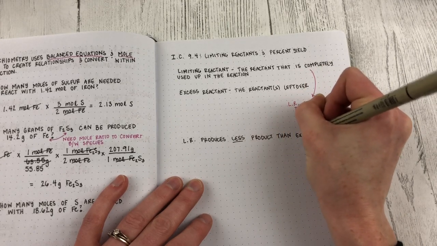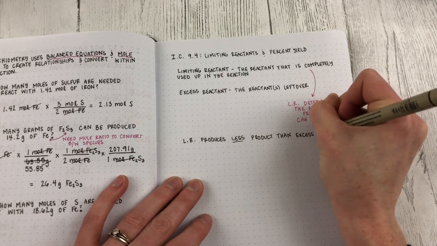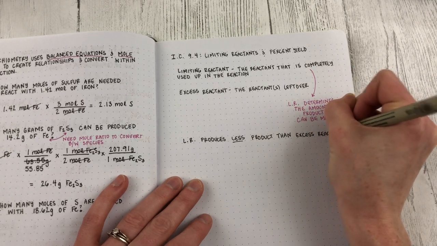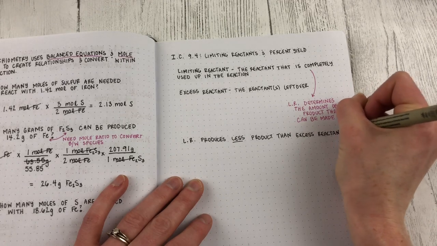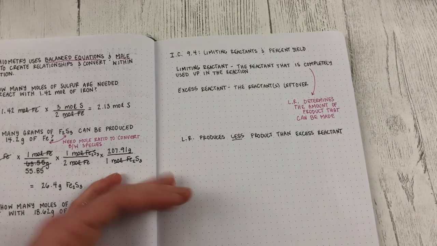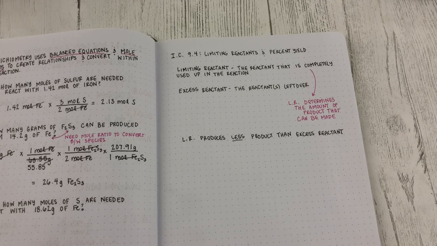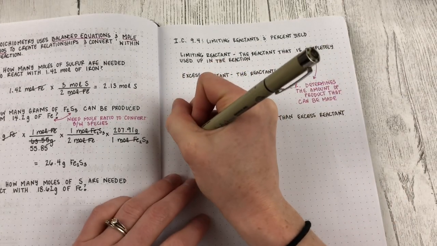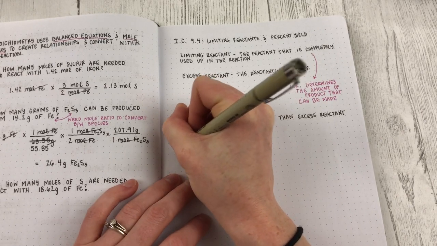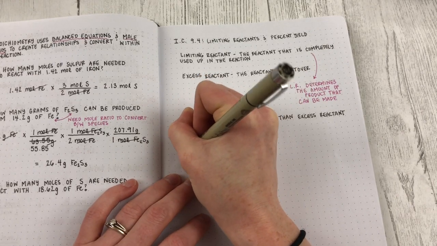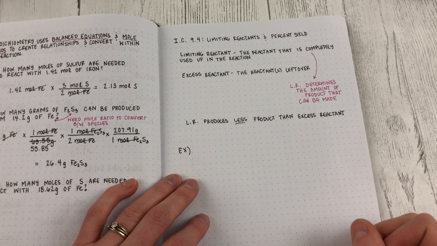If you're looking at 2 different reactants, like let's say I tell you 2 different masses of 2 reactants, like you have 10 grams of hydrogen and 20 grams of oxygen. Which one is your limiting reactant? How much water can you make? The limiting reactant is going to be whichever reactant produces less product than the excess reactant. So usually if you compare the 2 using stoichiometry, if you do mass to mass or mole to mass conversions, and you figure out which one is going to produce less product, that's going to be the limiting reactant.